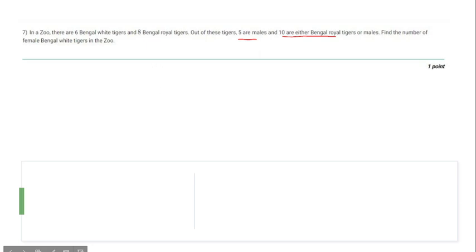Just write down white and royal, and in between those there will be some male and some female. Let us suppose the number of white male tigers is A, and similarly B, C and D. It is given that A plus C is equal to 5, and C plus D plus A is equal to 10, and the total number is 14.